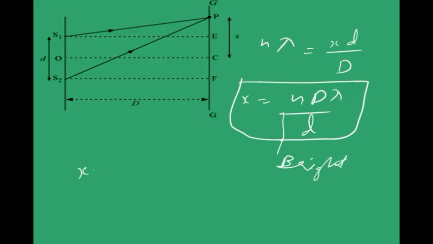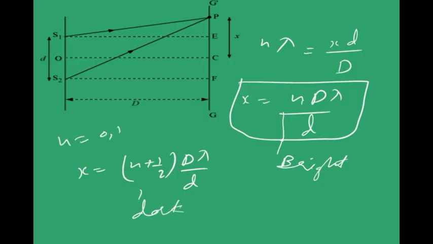Similarly, when there are points which are at a distance (n plus 1 by 2) into capital D lambda by small d, at these points you are getting dark fringes. Of course, n is equal to 0 or plus or minus 1 or plus or minus 2 and so on. Now, the distance between two consecutive dark or bright fringes or bands is known as the fringe width, which is equal to D lambda by d, and it is denoted by beta.